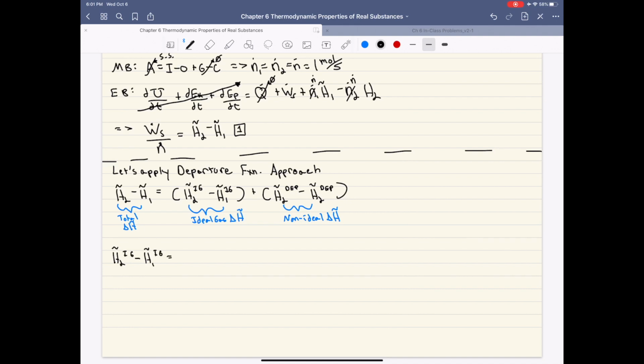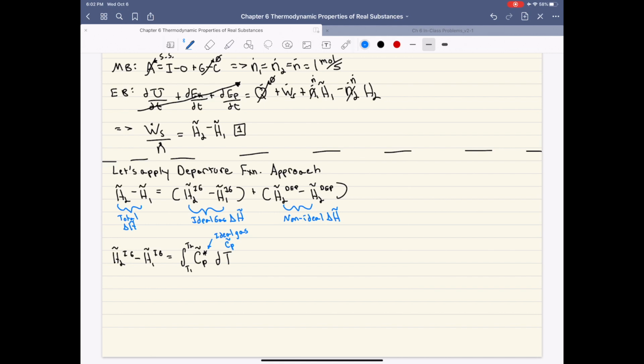All right, and so for an ideal gas, the enthalpies are only going to be a function of temperature. Okay? All right, and so we could write the ideal gas delta H like this, where this is the ideal gas heat capacity, constant pressure heat capacity.